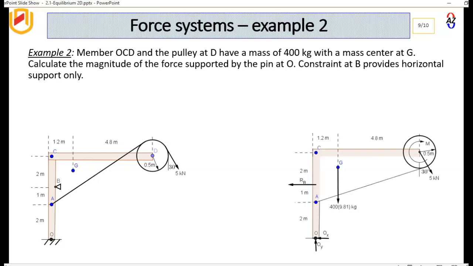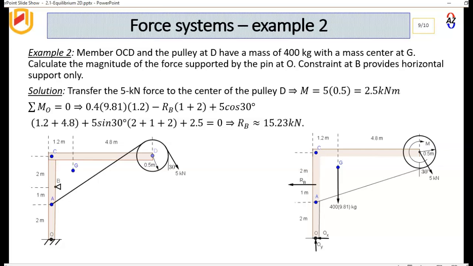Here it is. So we have the reactions at OX and OY, which we are trying to calculate. Then we have got the reaction at B here, and then we've got the weight, and then we're going to see what we have done here to move this force to a different location. So we transfer the 5 kilonewton force to the center of the pulley D. So when we transfer it here, we realize that we create a moment. That moment will be 5 times the diameter here is 0.5, so we get a moment of 2.5 kilonewton meters.